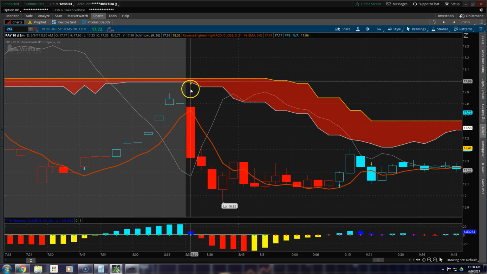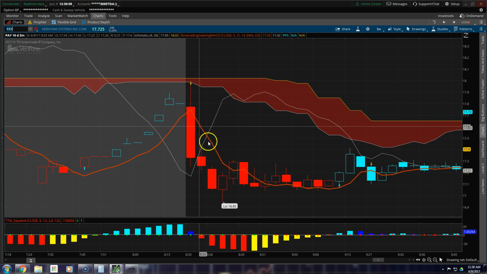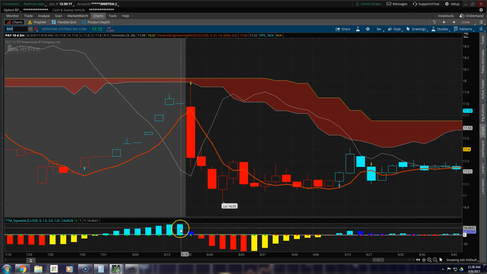I had a PPS arrow to the downside. We had the reverse engineering about to cross here, and I saw this was going up, this was going down, which is great. This is what I want to see. The squeeze happening from the pre-market squeeze. This is a positive up, and this is a positive down.